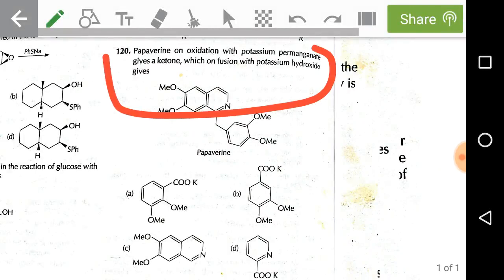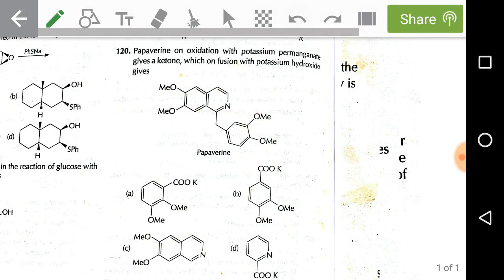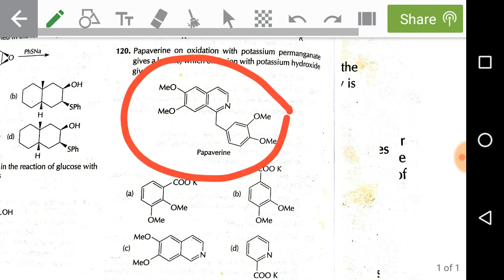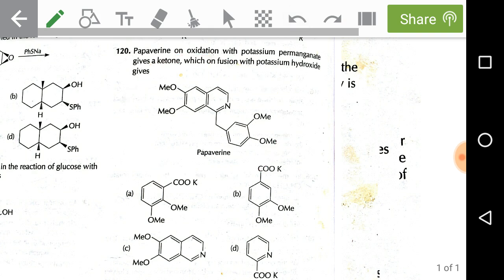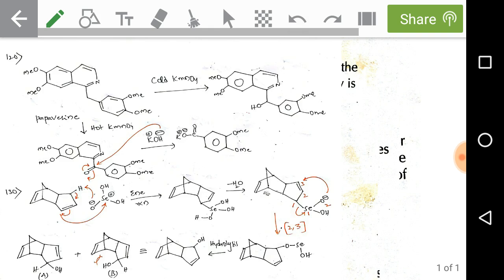120 question. Papaverine on oxidation with potassium permanganate gives a ketone which on fusion with potassium hydroxide gives. So this is the structure of papaverine. Now just look at the mechanism. Here papaverine, whenever it is taken in cold KMnO4, then it produces a secondary alcohol, whereas papaverine with hot KMnO4 oxidation produces ketone.